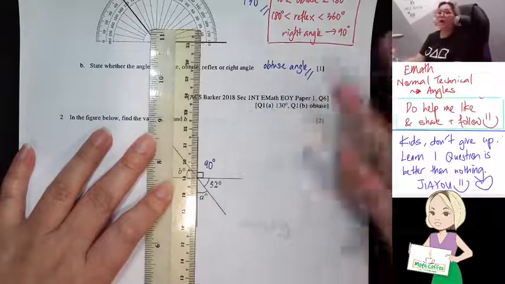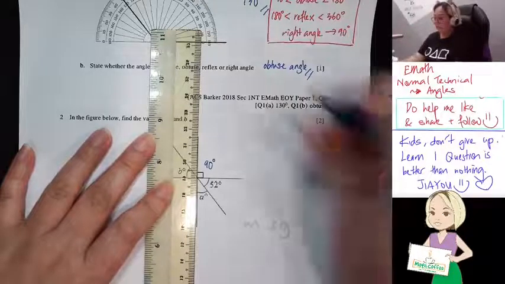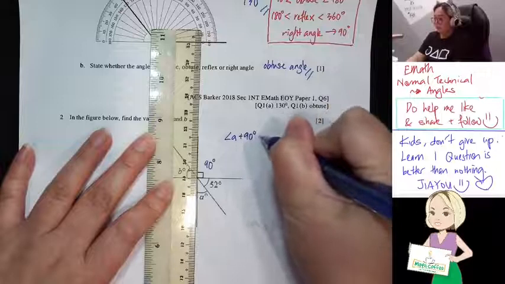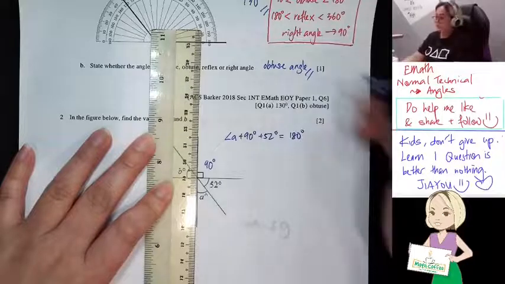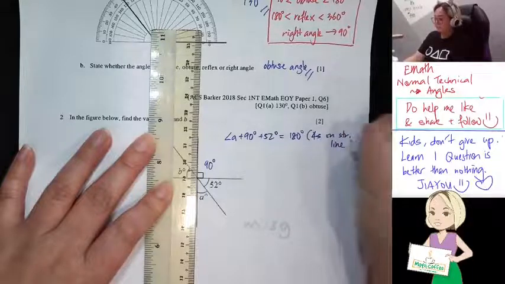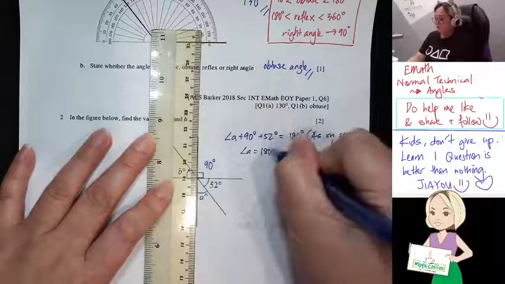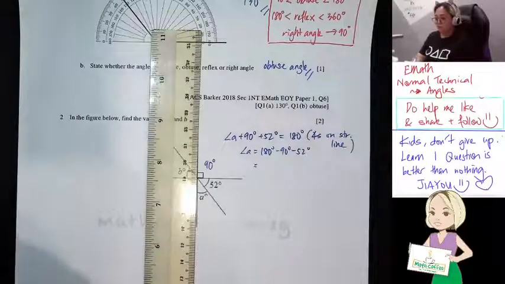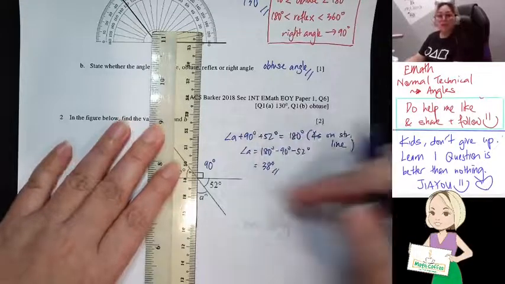A lot of students say, oh, I know, 180 minus 52 minus 90, then I get the answer. But a lot of students don't know how to write the reasoning. So what you do is you say, angle A plus 90 degrees plus 52 degrees is equal to 180 degrees. This statement must have a reason. At this side here, you say this is because angles on a straight line add up to 180 degrees. Then you solve for A: 180 degrees minus 90 minus 52 degrees, so 38. So angle A will be 38 degrees.